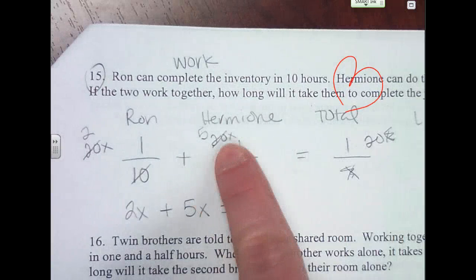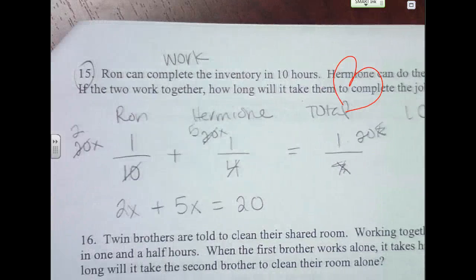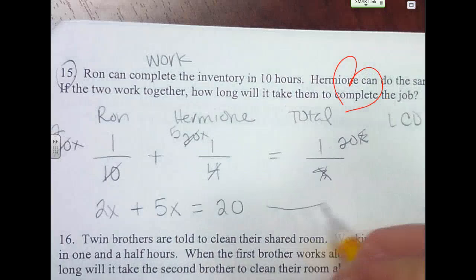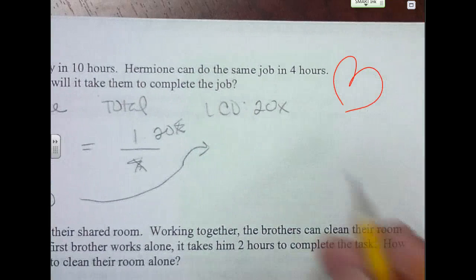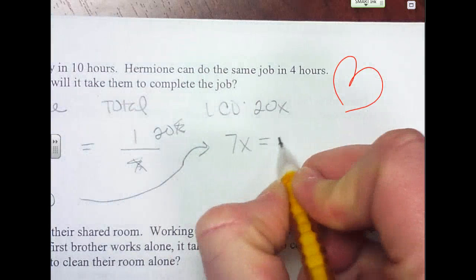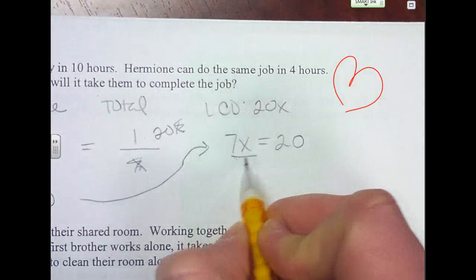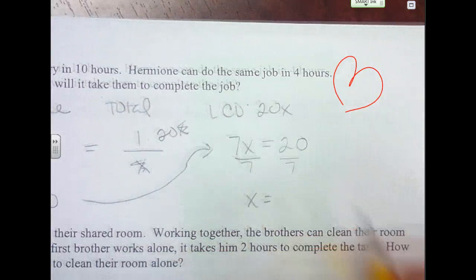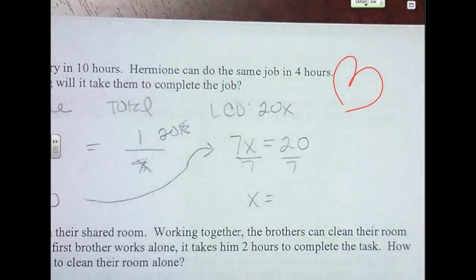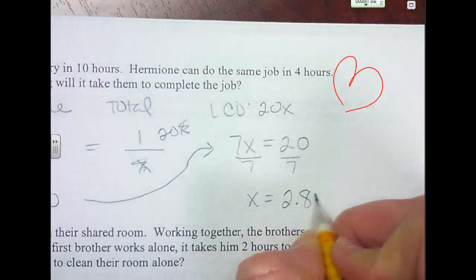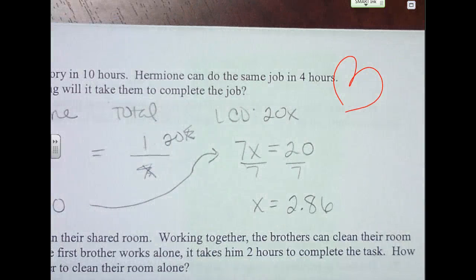It's 5X times 1. So how do I solve that? Add the 2X and 5X, which would be 7X. And then divide by 7. There you go. So what is that? 2.86? Yeah, sure. Okay, so 2.86 hours for them to complete the job together.